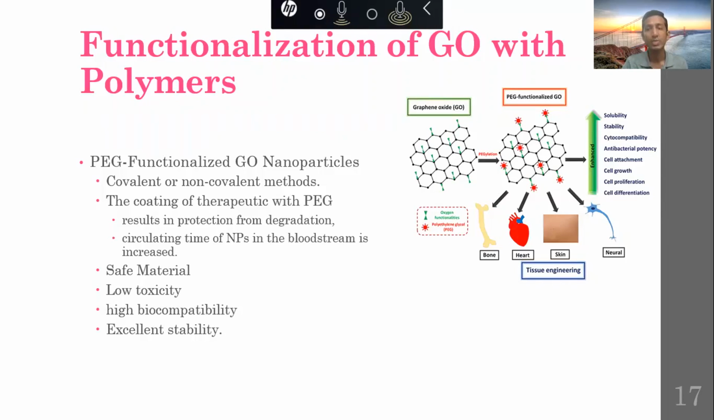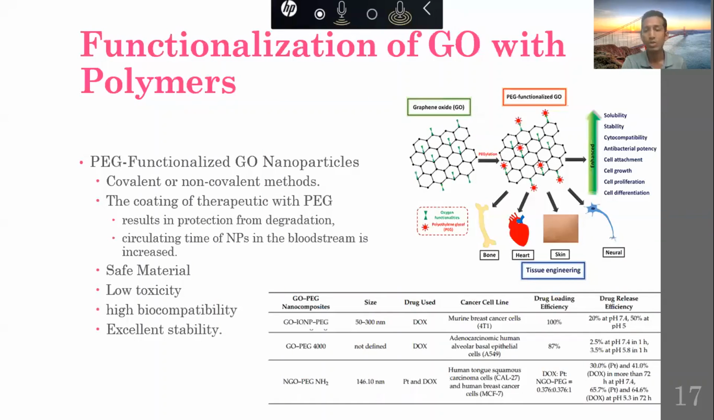PEG is declared as a safe material. It has low toxicity, high biocompatibility, and excellent stability. If you look at the picture on the right, you can see that we have graphene oxide, and after functionalization, we get PEG functionalized graphene oxide, which has high solubility, high stability, increased antibacterial potency, cell attachment, growth, etc., and has multiple applications in tissue engineering and so on.